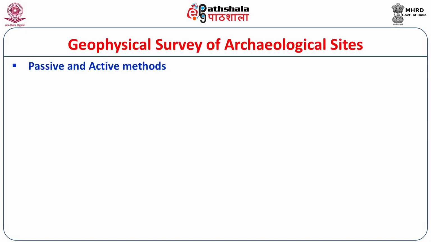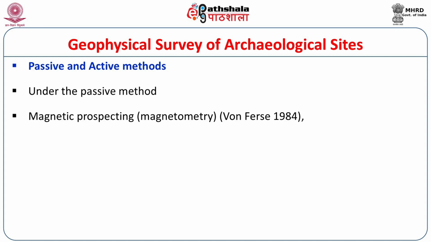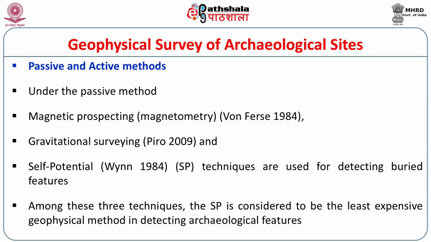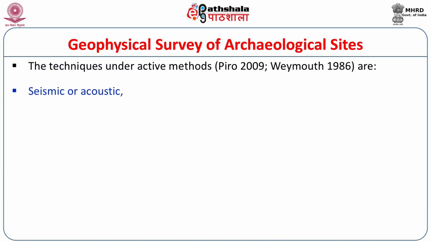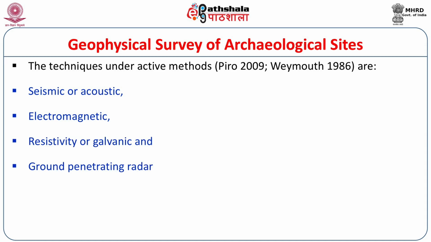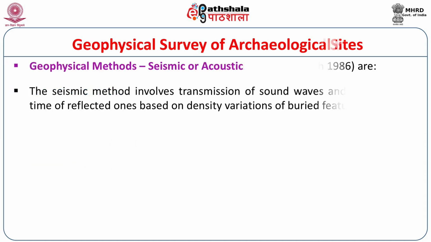Again, these geophysical tools can be divided into passive and active methods depending upon the technology that is used. The passive method technology consists of magnetic prospecting, gravitational surveying, and self-potential techniques. These are the three techniques we will be looking into one by one, and among them the self-potential survey is considered to be the least expensive method in detecting archaeological sites. So now we will be looking into them one by one. The techniques under the active methods are seismic or acoustic, electromagnetic, resistivity or galvanic, and ground penetrating radar. So these are the various methods under the active and the passive methods.